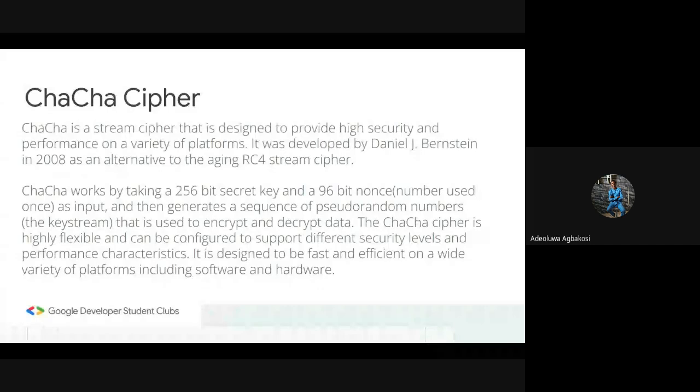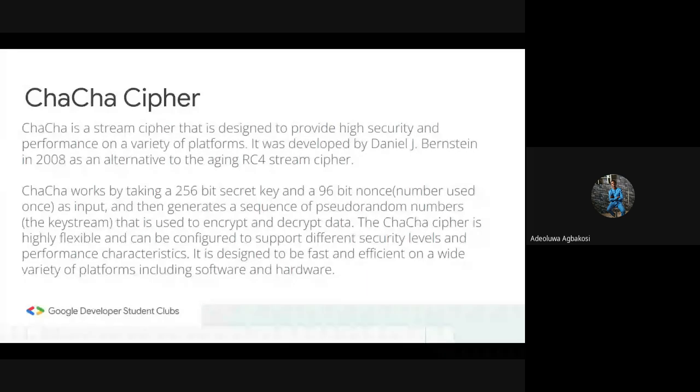Now, ChaCha works by taking a 256-bit secret key and a 96-bit nonce. Now, a nonce means a number that is only used once. So after it is used, it is forgotten or it is deleted. So it takes this 256-bit secret key and the 96-bit nonce, and then generates a sequence of pseudo-random numbers, which is what we refer to as the key stream. And this key stream is what is used to encrypt and decrypt data.